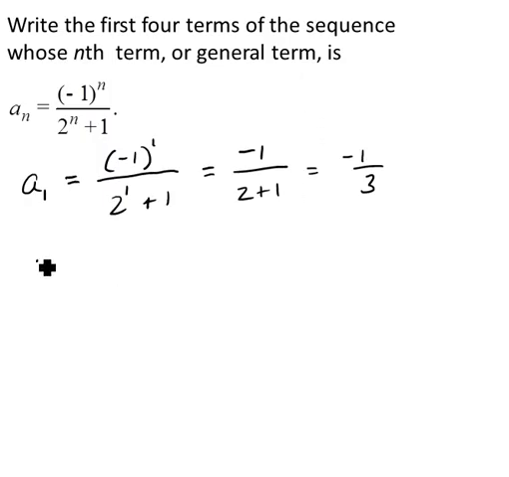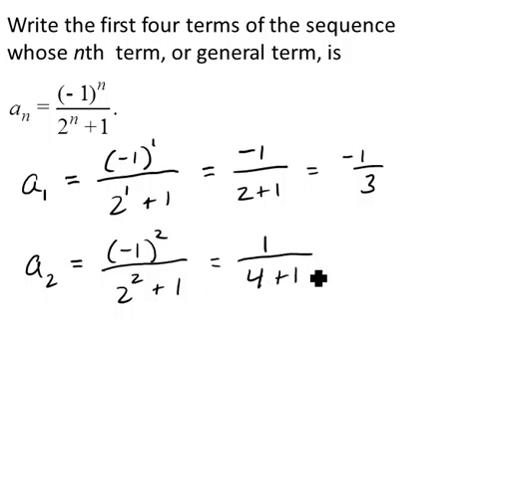The second term would be represented by a2. Since we put a 2 in place of n here as a subscript, again we also put 2 in place of n on the other side. So we get negative 1 squared over 2 squared plus 1. Negative 1 squared means negative 1 times negative 1. That's positive 1. 2 squared is 4 plus 1, and 4 plus 1 would be 5. So we get 1/5.